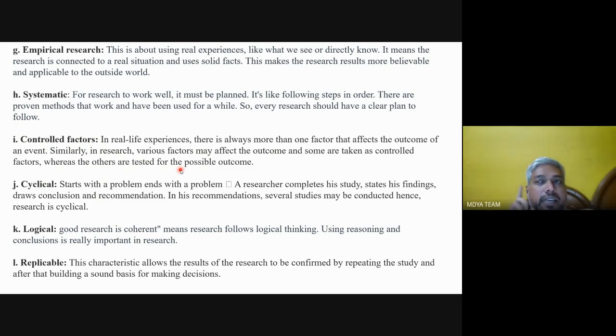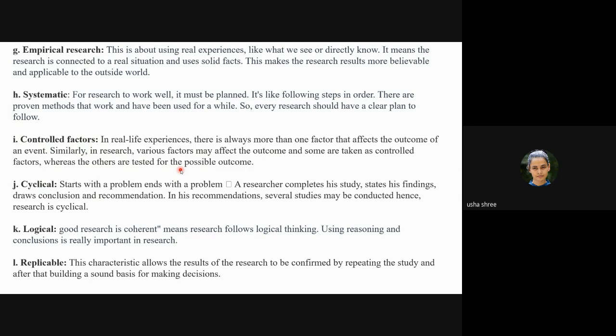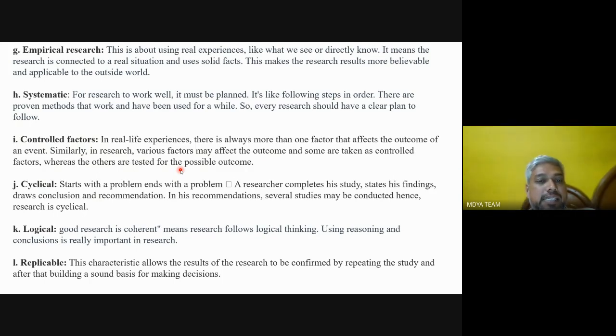And in the coffee example, we have understood that time was also a factor, evening and morning. So we also test such kinds of factors. This is just an example. There are many factors. If that factor is important, then we need to test it also for a particular possible outcome. In this way, they took this research characteristic, controlled factors.